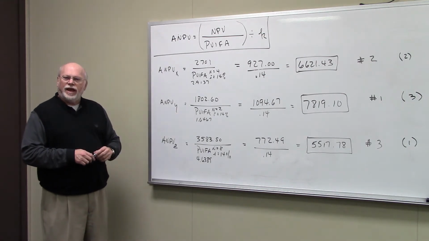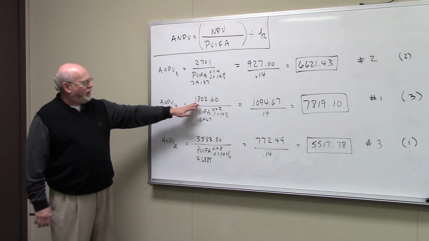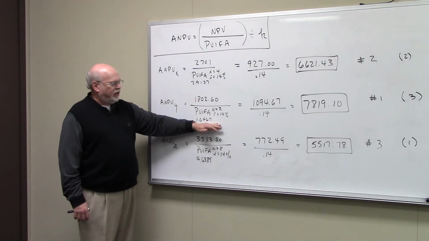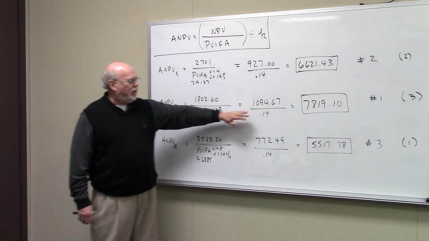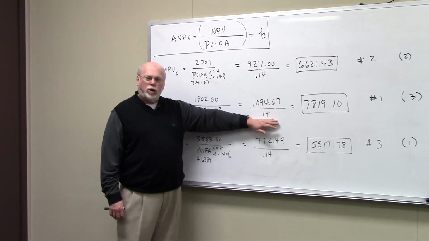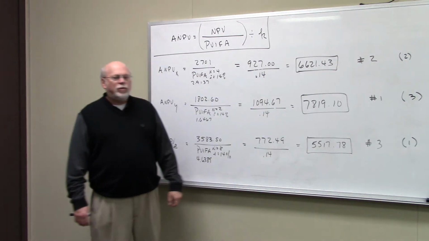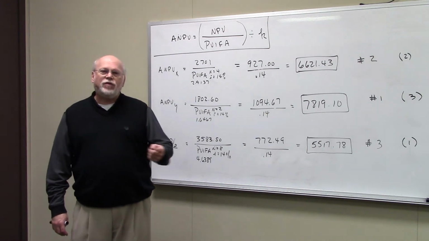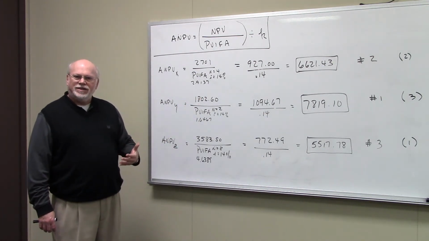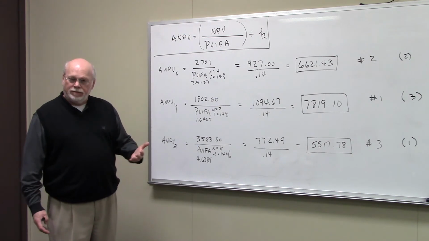To calculate the annualized net present value for Y, we take its net present value, 1802.60, divide by your PVIFA, and you get $1,094.67. Divide that by your required return. The value of that perpetuity, adding that much to the value of the firm every year forever, is like adding $7,819.10 to the value of the firm today.